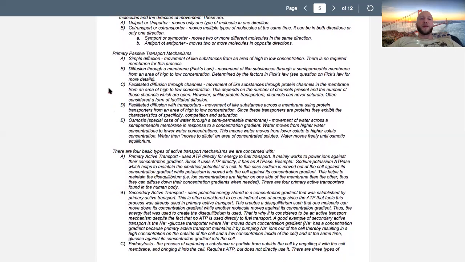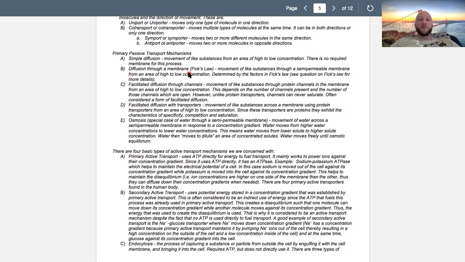Passive transport mechanism. So simple diffusion. Simple diffusion is just going from high concentration to low concentration. We're actually not talking about a membrane with simple diffusion. This is like moving from one part of a cell to another part of a cell, one part of interstitial fluid to another part of the interstitial fluid. It's just like substances moving from areas of high concentration to low concentration. It's like how you put a sugar cube in your coffee and those sugar molecules dissolve and just kind of spread throughout the whole coffee.